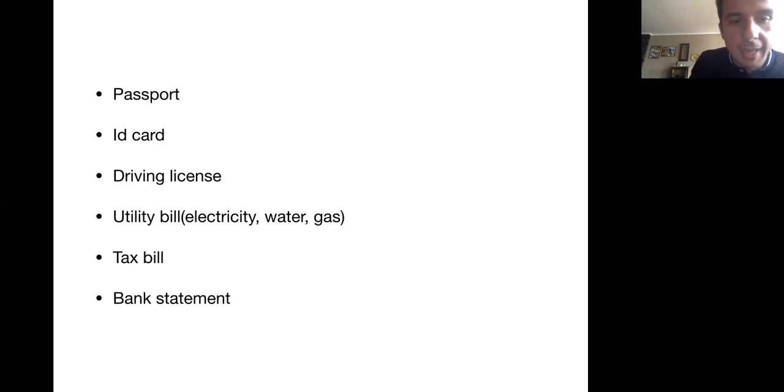Now, it says here, utility bill, tax bill, bank statement. There is one thing that gives you a good idea of what is a quality address proof document, because a lot of people get more confused with the address proof than the ID. ID is pretty much straightforward.